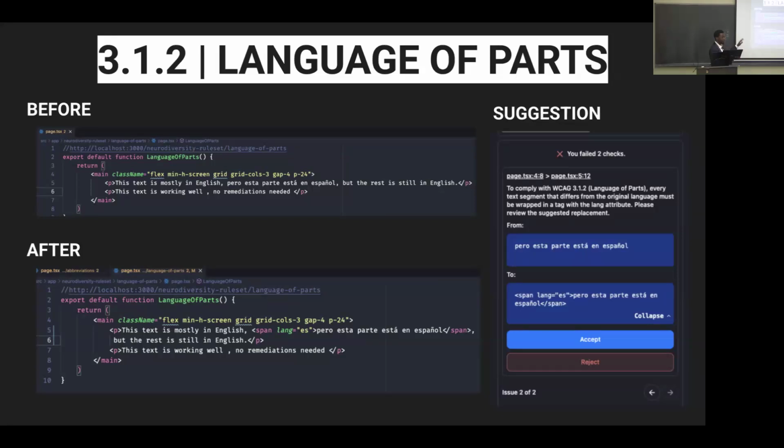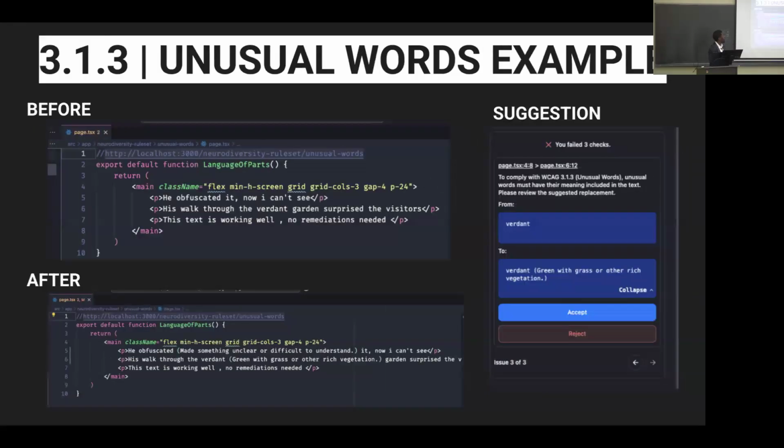Yeah, as you can see, we can do this. It's something that we did back in like February or January of this year. Similar things are like unusual words, right? So in this case, we have the sentence, he obfuscated it, now I can't see it, and his walk through a verdant garden surprised the visitors, and this text is working well, no remediations needed. You could argue that the word remediations is pretty complex, but that's neither here nor there.